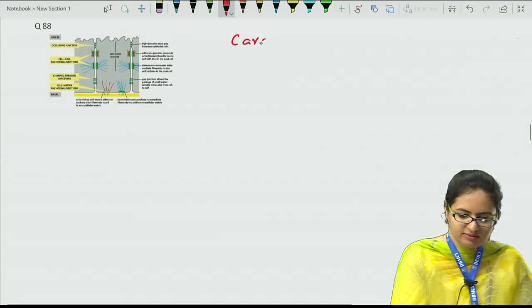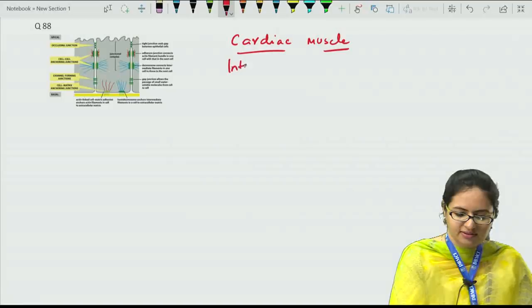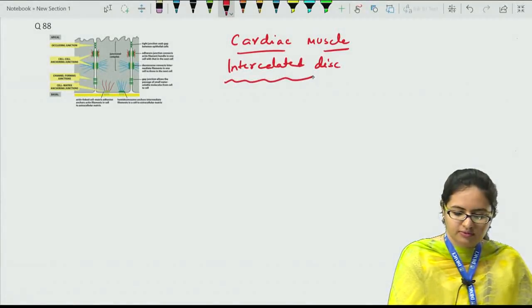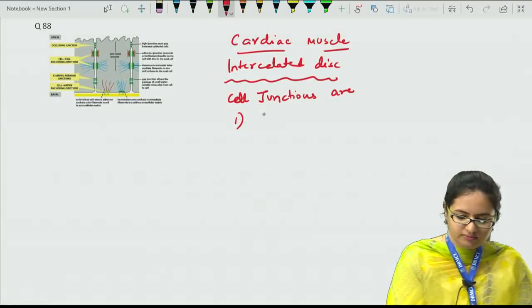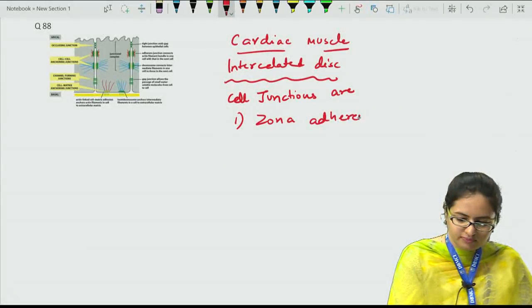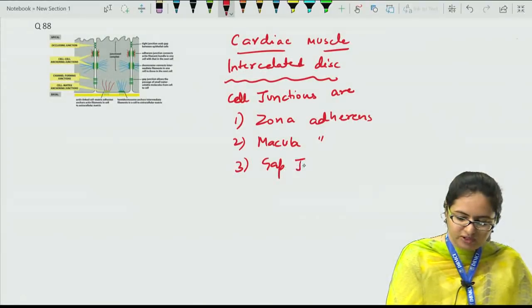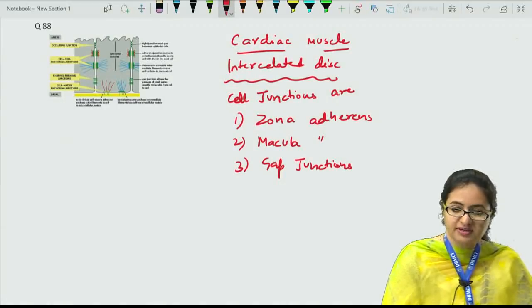So for the cardiac muscle, when we talk about the intercalated disc, the cell junctions which are present over here include the zona adherens, then the macula adherens as well as the gap junctions. The macula adherens is also known as the desmosome.